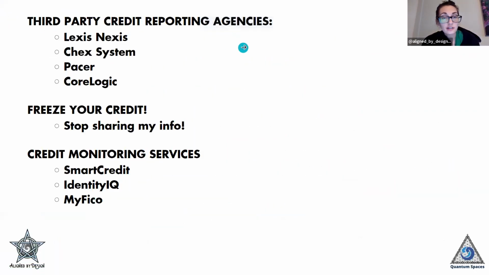Okay, these are third-party credit reporting agencies: LexisNexis, CheckSystem, Pacer, CoreLogic. If you're dealing with anything and you're not building your credit right now, freezing your credit is an option to let them know, just stop doing anything with it. These are credit monitoring services if you like those.